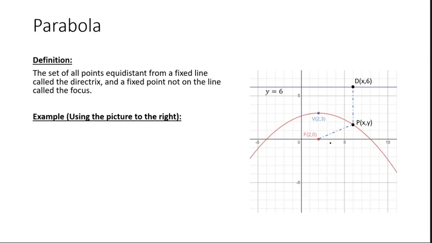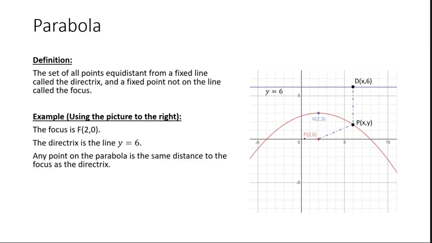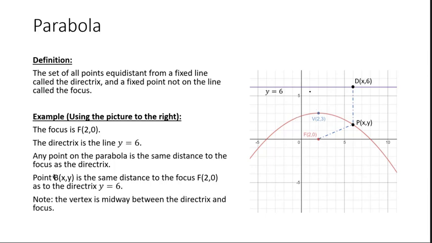So like we said here, the focus is at the point 2, 0. The directrix would be the line y equals 6. And as we mentioned, any point would be the same distance to the focus as to the directrix. And we've mentioned as well that point P, x, y, is the same distance to the focus as to the directrix. Now, take note that the vertex here is going to be halfway between the focus and the directrix. That's important as we progress: the vertex is the same distance to the directrix and the focus.